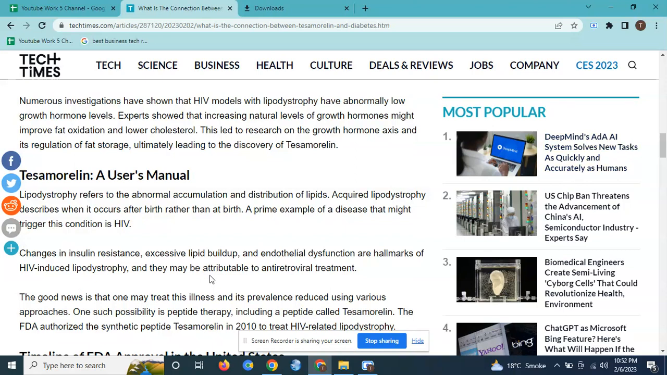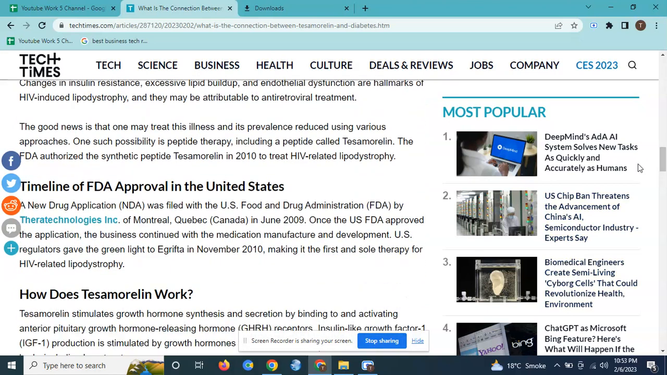The good news is that one may treat this illness and its prevalence reduced using various approaches. One such possibility is peptide therapy, including a peptide called tesamorelin. The FDA authorized the synthetic peptide tesamorelin in 2010 to treat HIV-related lipodystrophy.